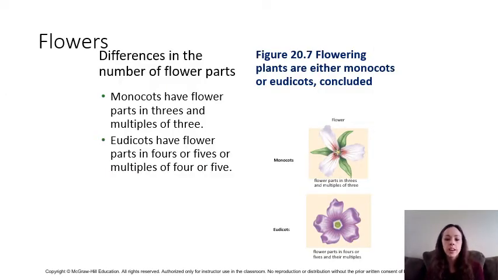The flowering parts of these plants also form a certain pattern. The monocots have flower parts in threes or multiples of threes, and eudicots have flower parts in fours, fives, or multiples of fours and fives.